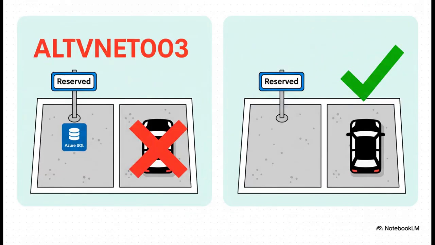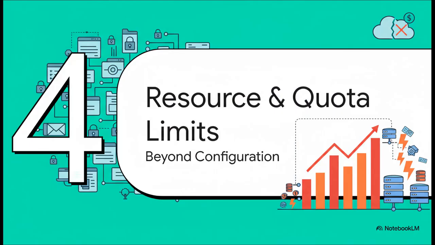Next up, ALTVNET 003. This is a configuration conflict. In Azure, a subnet can be delegated, which is like reserving it for a specific service, say Azure SQL. And the thing is, you can't reserve it for two different things at once. It's like a reserved parking spot. If you get this error, you've got two choices. Either remove the delegation or, probably easier, just pick a different subnet that isn't already reserved.